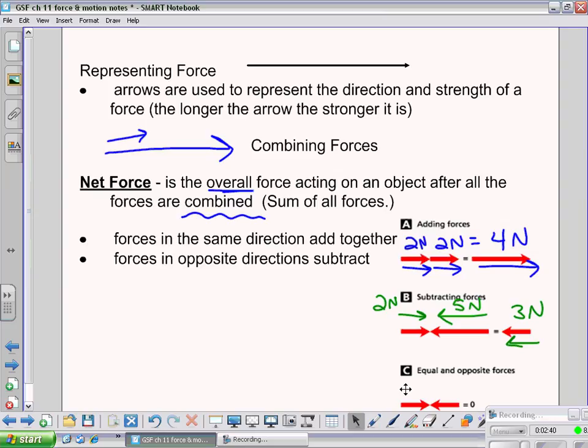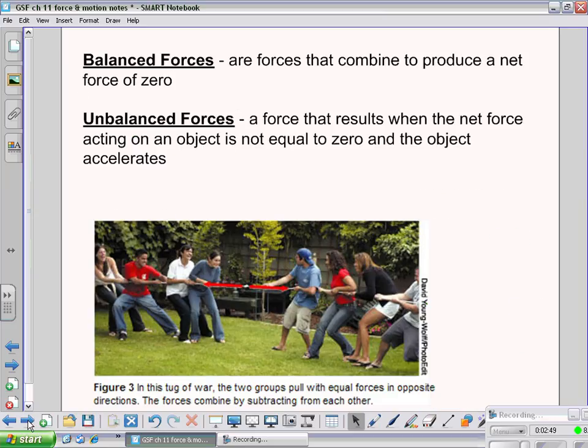So forces in the same direction get added together. Forces in opposite directions you subtract, and whichever direction it's going in, that's going to be the direction of the force. So the idea here is you have balanced forces and unbalanced forces. Think of tug of war, think about arm wrestling. Balanced forces are when you combine the forces, you get a net force of 0. So if I'm pushing with 2 newtons this way and you're pushing on me with 2 newtons that way, neither of us is going to move.